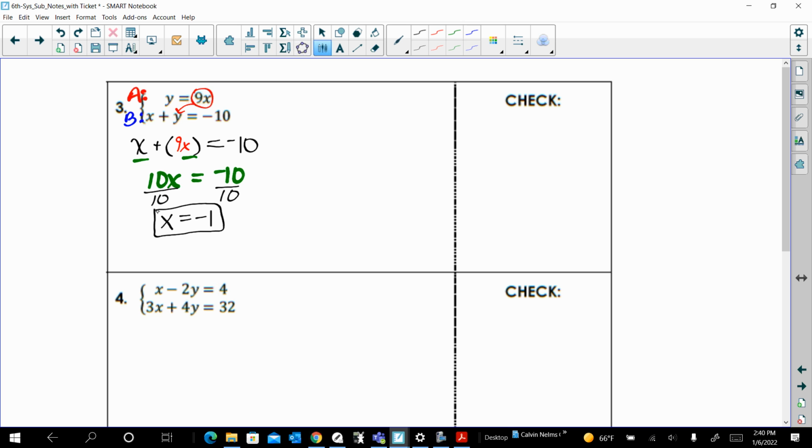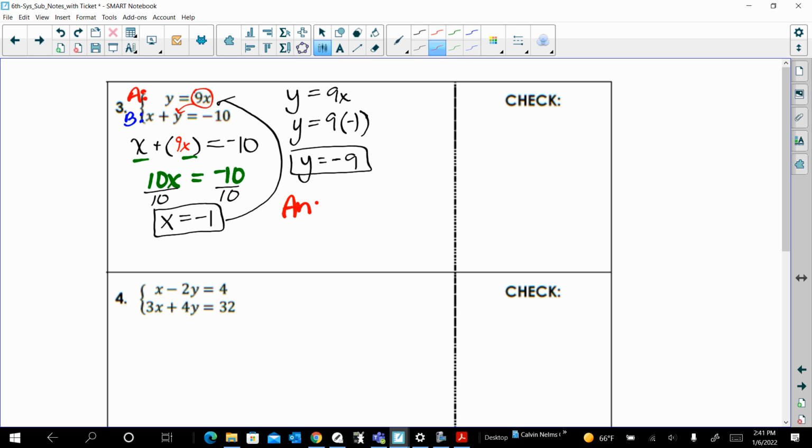Once we get a value for the variable, our variable is x, we take it and plug it back in to what we circled, what we originally had isolated. So when I plug it back in, my y was equal to 9x. So now my y is equal to 9 parentheses -1. Remember, whenever we substitute, we use parentheses. So this is saying 9 times a -1. So the y equals -9. So our answer, our solution, is the ordered pair -1, comma, -9.